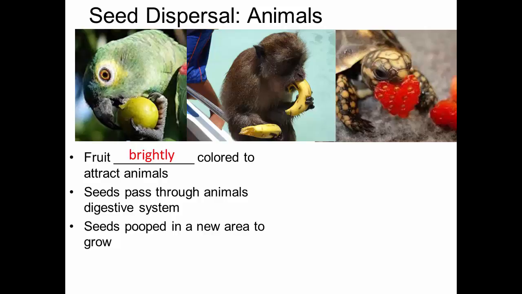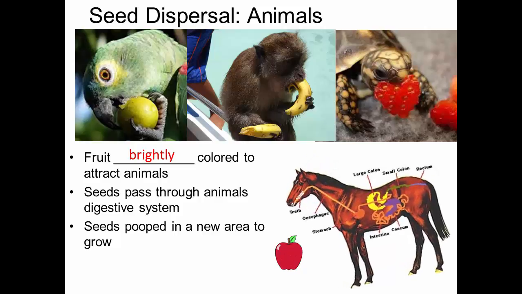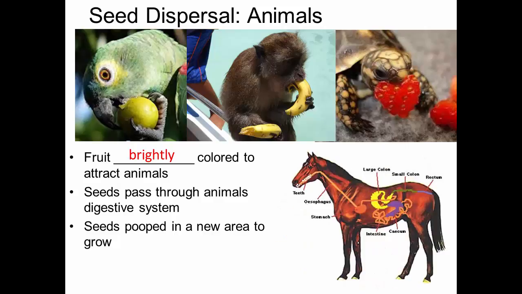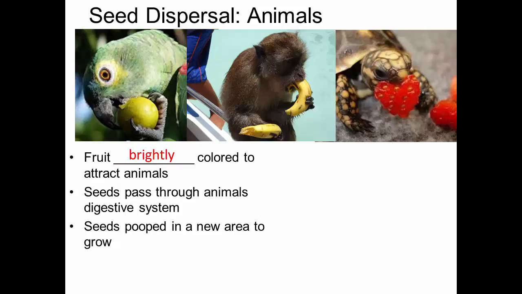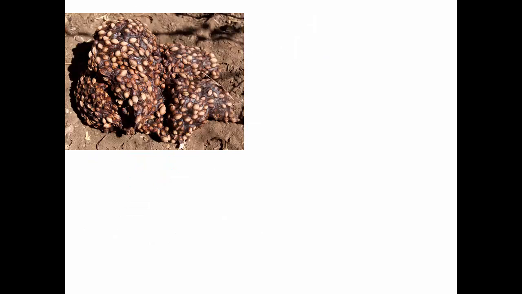Fruit that animals eat is often brightly colored, attractive to animals. It's filled with nutrients and sugars, they taste good. And this is all to encourage animals to eat those fruits. As those seeds pass through the digestive system, they get eliminated in a new area. Whoa. Then they come out in the waste of that animal. This is from a bear.